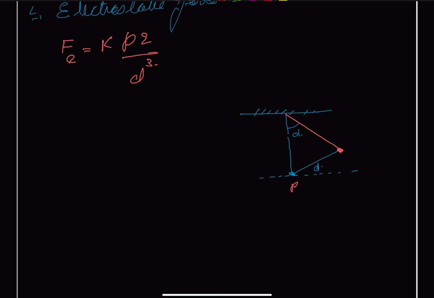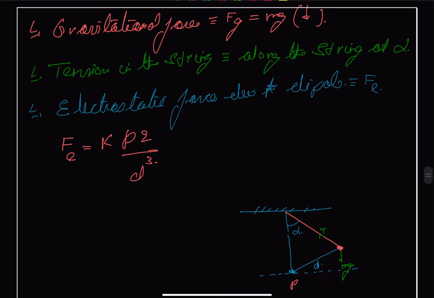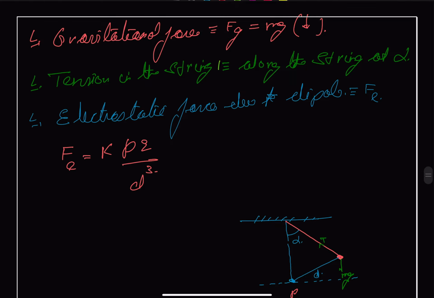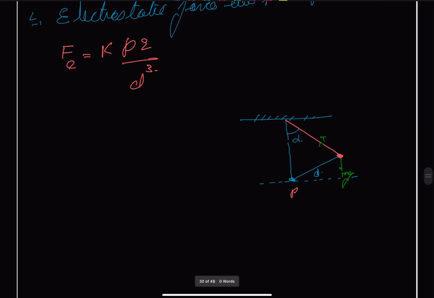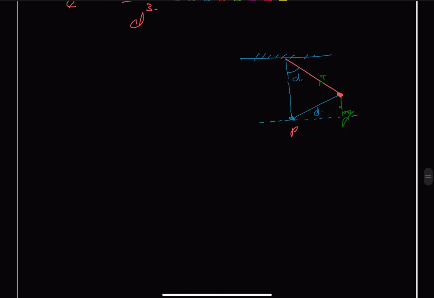So in the downward direction we are going to have mg, and there will be tension T along the string. Okay, tension T along the string, and we are going to have electrostatic force, that is our F, and the length of the string is given L. So this is also L, and this will be also L.